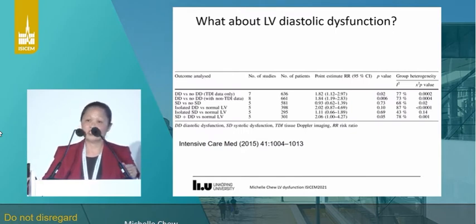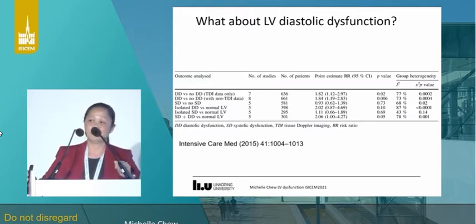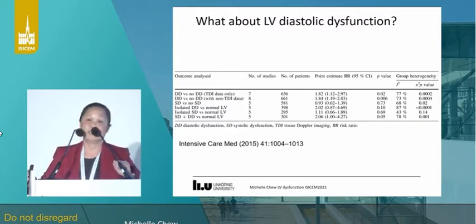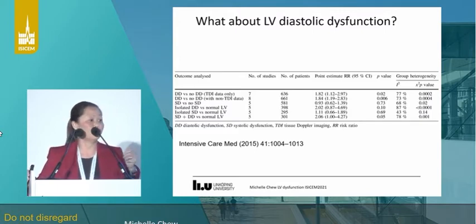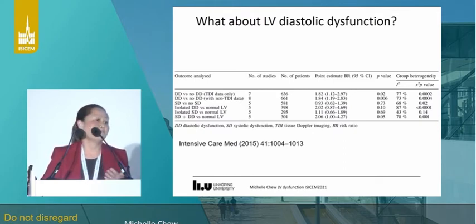Studies suggest that diastolic dysfunction measured using tissue Doppler indices may be independently associated with mortality. The caveat, however, is that few of these studies, actually there was only one study that adjusted for pre-existing cardiac disease, so we still do not know whether diastolic dysfunction of the left heart is associated with poor outcomes as an independent factor or simply a reflection of underlying heart disease.